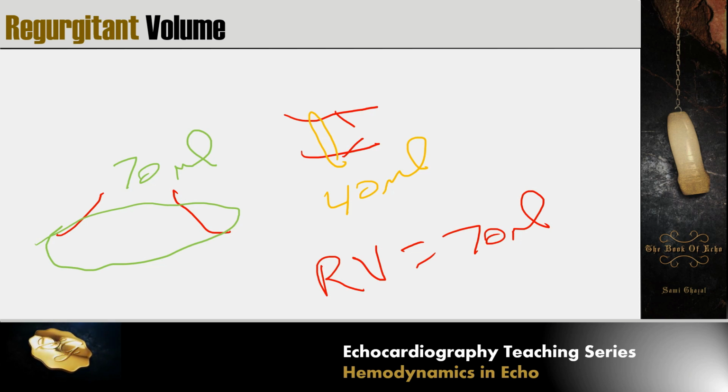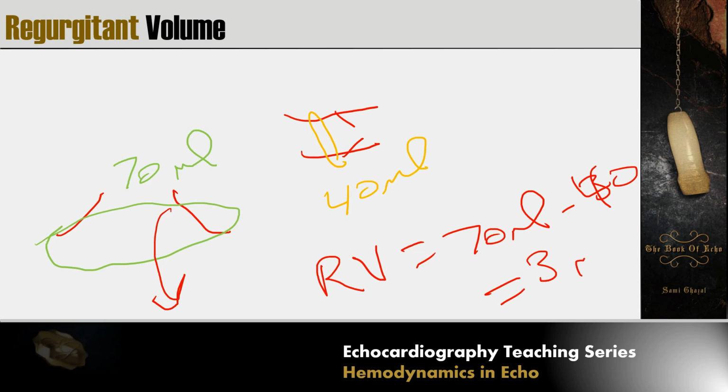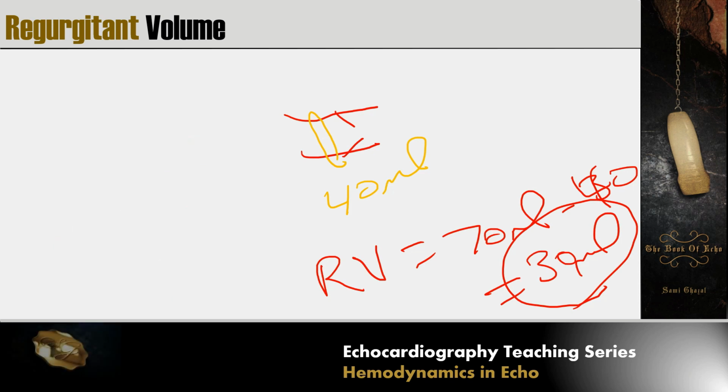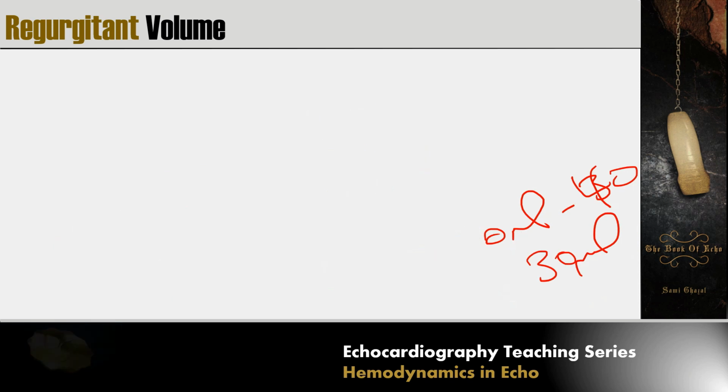So what happened to the remaining 30 ml? It regurged back to the left atrium. So now its regurgitant volume equals 70 minus 40 equals 30 ml. Again, in regurgitant, now we can utilize this 30 ml to estimate the severity of this mitral regurgitation. The same thing we can do in any valve. Let's say now the regurgitant valve is not the mitral, it's the aortic.